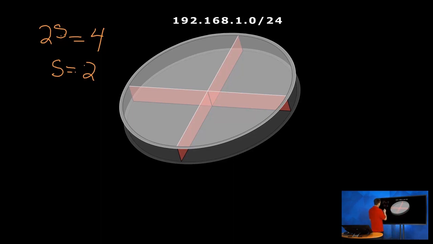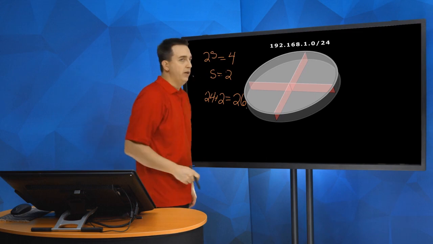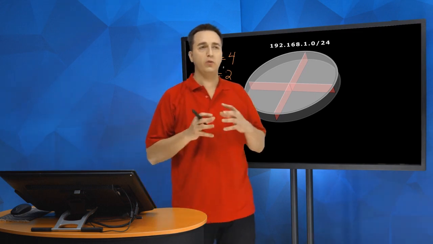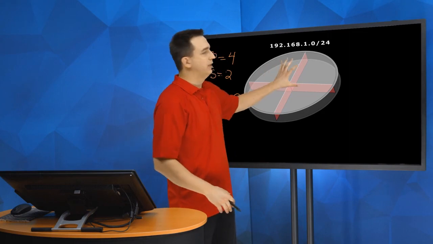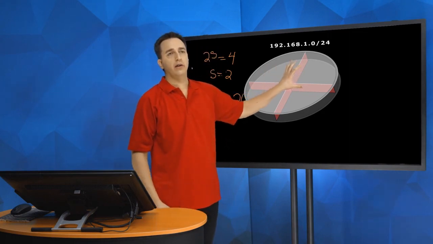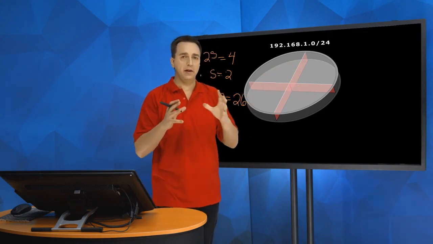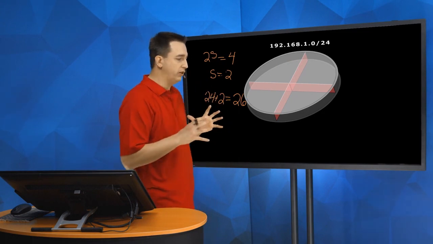Now we take our original subnet mask of 24, and we add that to the number of bits we have to borrow. So now our new subnet mask is a /26. So we have 4 subnets, each now a /26. Keep that in mind: /26 is our new subnet mask.